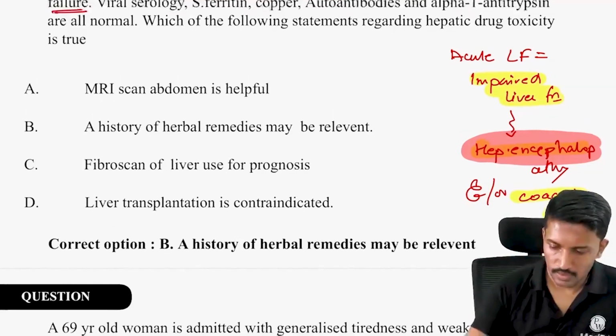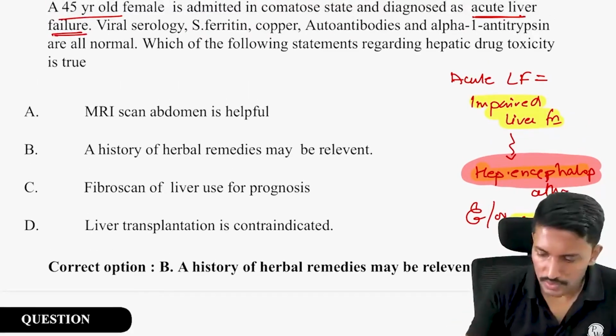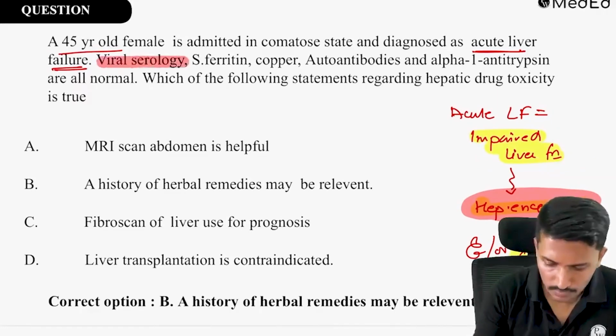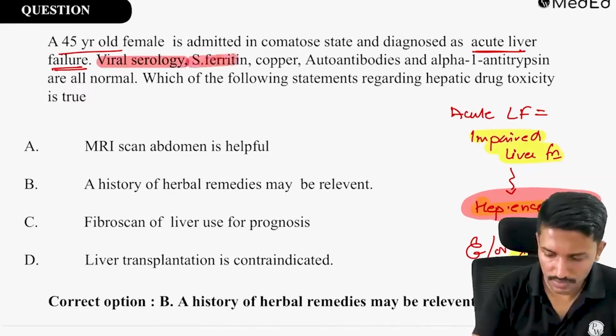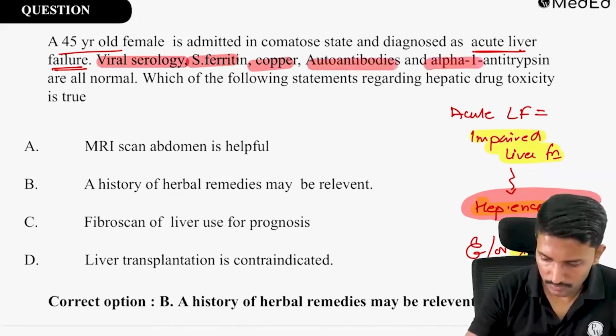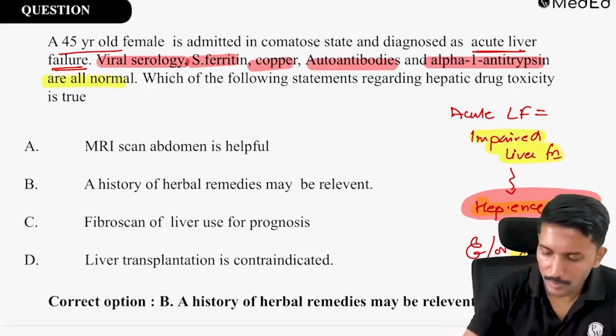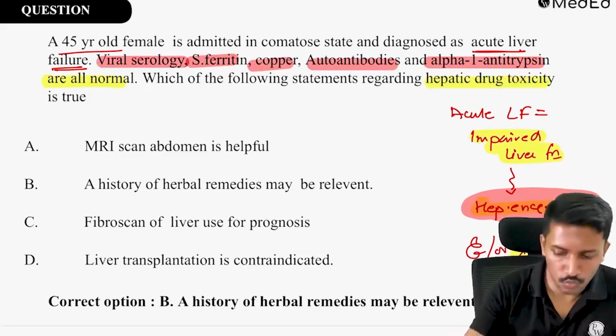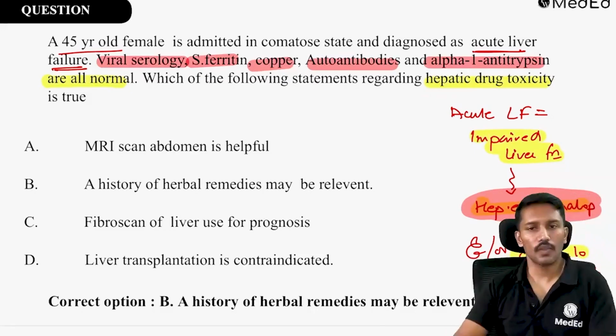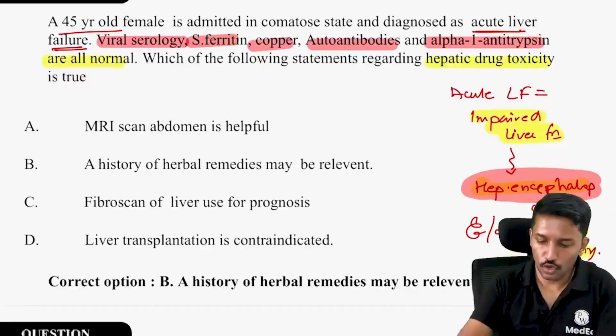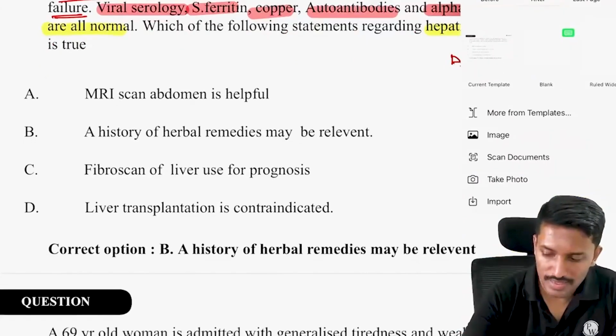Okay. Now, which of the following statements, his viral serology, serum ferritin, copper and autoantibodies, alpha-1 antitrypsin are all normal as reported in this question. Which of the following statements regarding hepatic drug toxicity is true, right? Nowadays, in the Western world, the most common cause for acute liver failure is drugs, right?